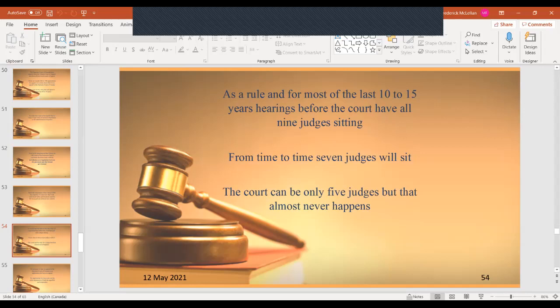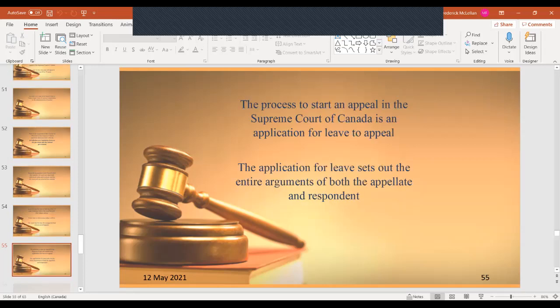As a rule, for most of the last 10 to 15 years, when a matter is heard before the Supreme Court, all 9 judges sit on it, okay, because that's how many members there are. Sometimes, not often, 7 judges will sit. The court can also hear only 5, but that virtually never happens anymore. So it's almost always 9.